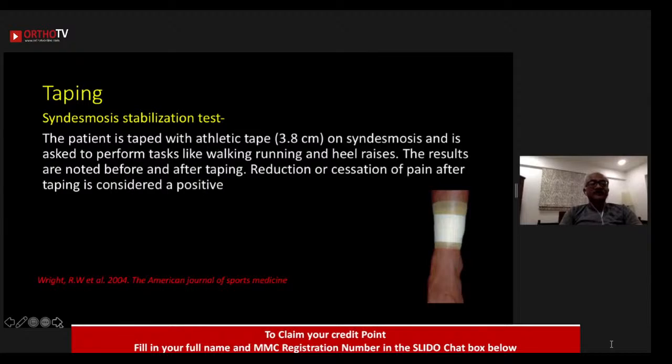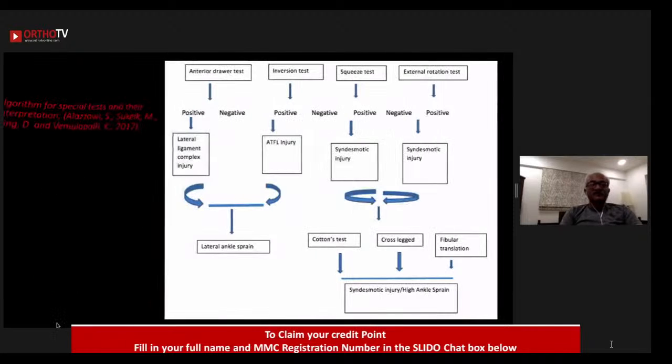There is another taping test, the syndesmosis stabilization test, a very important and good test, where athletic tape about 3.8 centimeters wide is applied onto the syndesmotic area here, and the patient is asked to perform activities like walking or running. If the symptoms of the patient are reduced because of the taping, then one can conclude that the patient has got a syndesmotic injury.